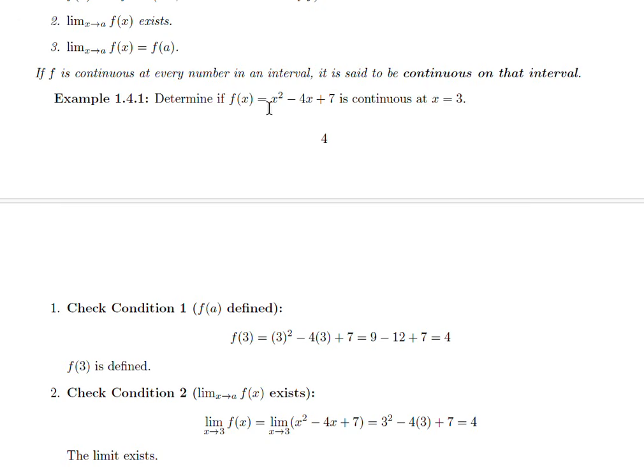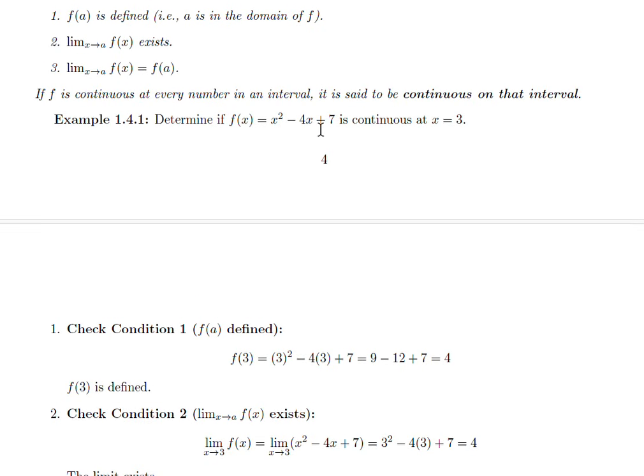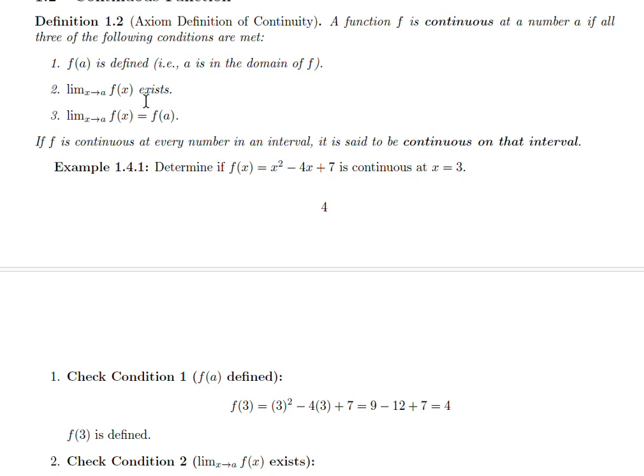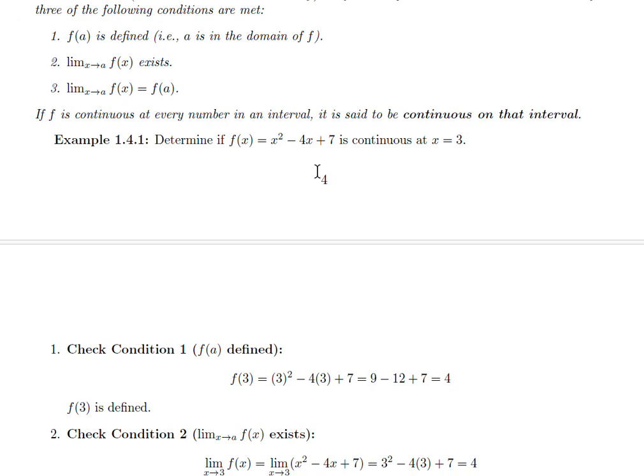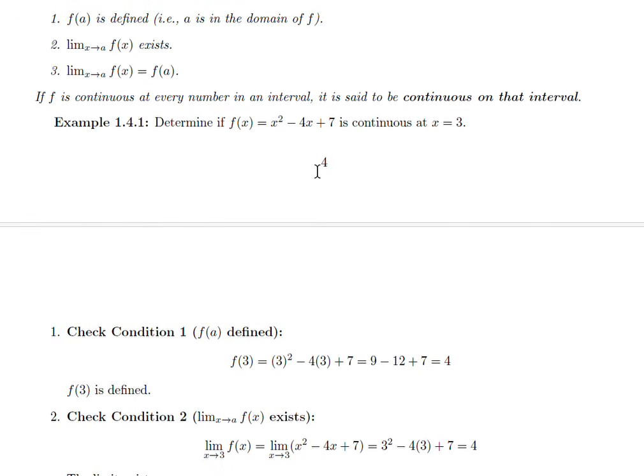Determine if f of x equals x squared minus 4x plus 7 is continuous at x equals 3. Now, this is just at a point, x equals 3. We want to determine if this function is continuous at that point. So just apply this definition step by step, and we'll be able to determine if the function is continuous.